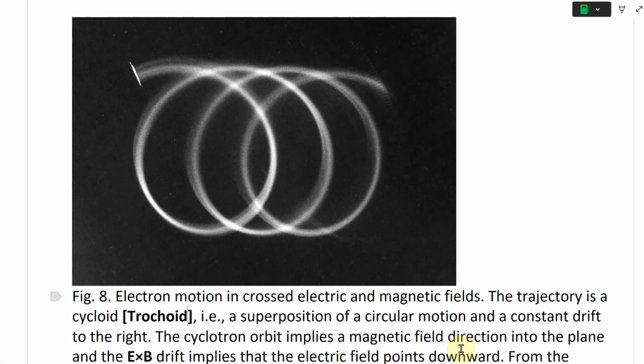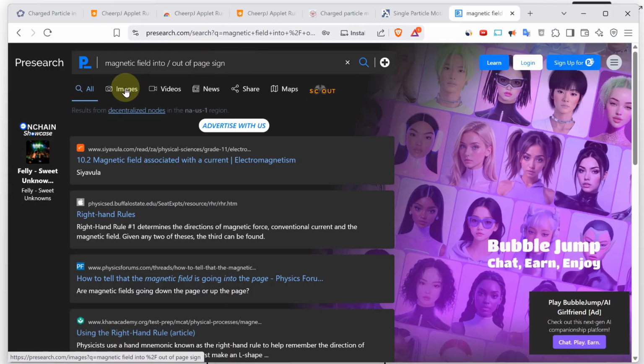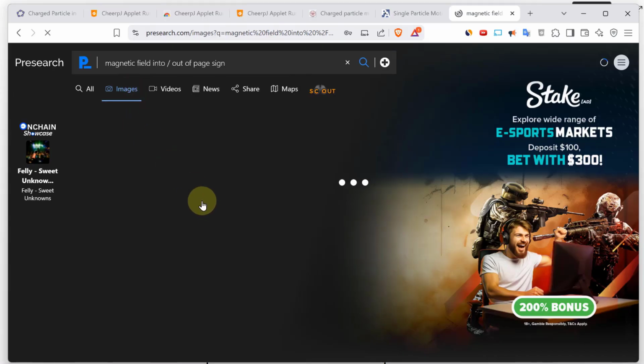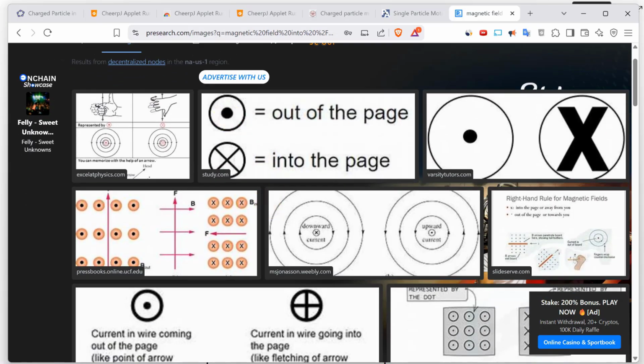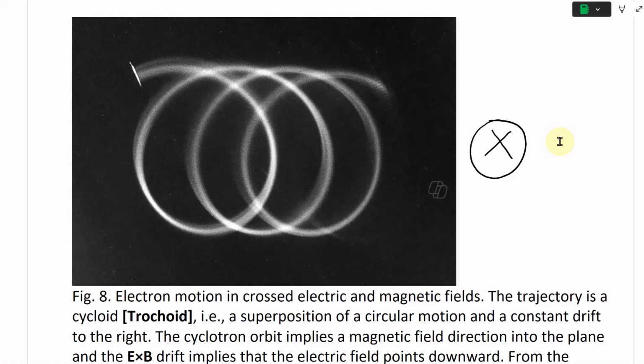The cyclotron orbit implies a magnetic field direction into the plane, so it's going into it. If you draw a dot like this, no, actually that's going out. Into it would be like this. Yeah, this is going into the page. Think of it as an arrow. Here I just quickly googled magnetic field into and out of page sign. Out of page, into page. Yeah, that's the X, and you can think of it as the tip of an arrow, and this is like the bottom of it. So this is into the page. All right, so that's into. I'll just erase it.